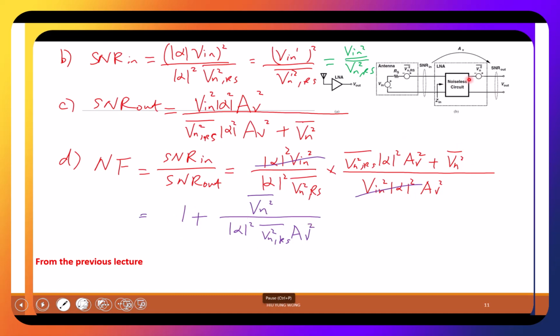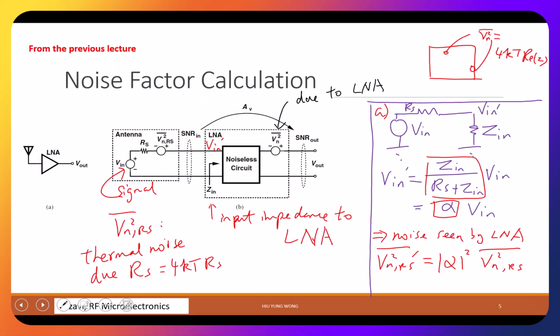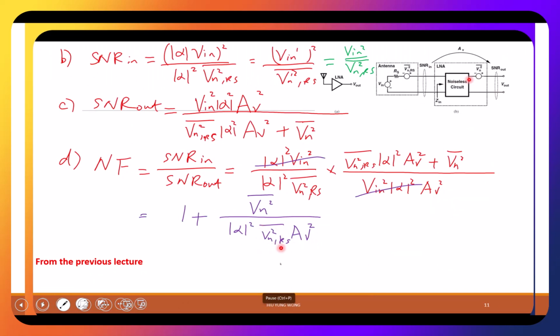So what I have been doing, we'll go to the next slide to see more. But basically, from here, you see the noise figure is always equal to 1 plus something, plus what? Plus the noise that you generated by your amplifier normalized by the gain, the impedance matching. Alpha is due to this impedance matching. And then normalized by the input noise. So if you have different input noise, your noise factor actually will change.